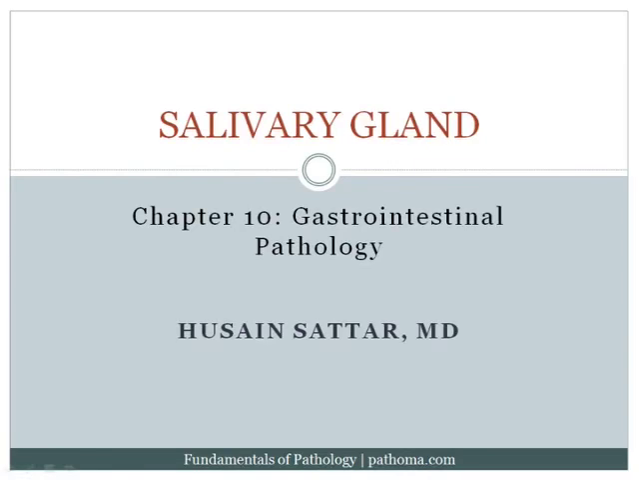Okay, next section, salivary gland. Remember that the salivary glands are exocrine glands that secrete saliva. They are divided into the major glands and the minor glands. And remember that the major glands are three. There is a parotid gland, a submandibular gland, and a sublingual gland. And there are thousands of minor glands scattered throughout the oropharyngeal mucosa.